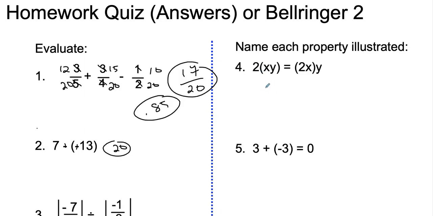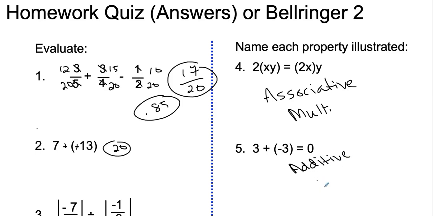For the next one, we look at the two groups. The parentheses are here on the left and here on the right. So this is the associative property. We are associating those parentheses, or we're associating different groups. So this is associative of multiplication. For this one, we're adding an opposite, so this is just the additive inverse. You can reference those properties in your notes from the previous lessons.